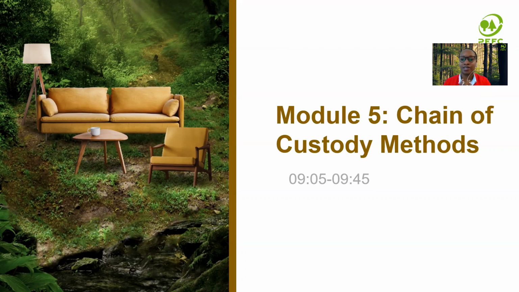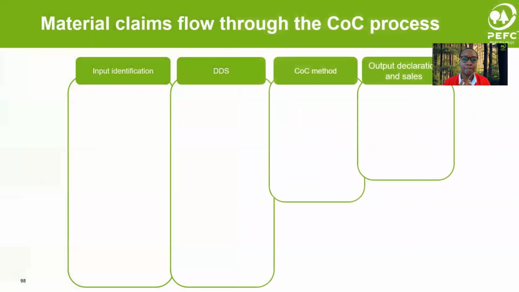So today we are going to discuss the chain of custody methods. But before we do that, let's have a bit of a refresher, just to refresh our minds on the material claims flow throughout the chain of custody process. Remember, I told you yesterday that the chain of custody process starts by identifying your input, then applying the due diligence system requirements. What we are going to look at today is choosing the chain of custody method that is appropriate for your product. And then after, you can make your declaration and sales, and you have your product group ready.